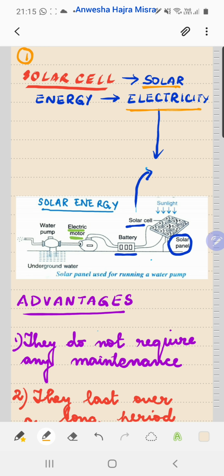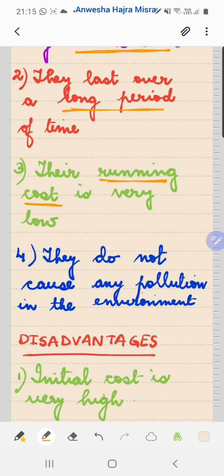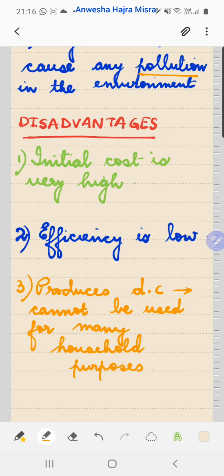The advantages: they do not require any maintenance. They can last over a long period of time. Running cost is low, but installing cost is high. They do not cause any pollution. Pollution is very little. The disadvantage is the initial cost is very, very high. Efficiency is usually low, and it produces DC, which cannot be used for many household purposes.